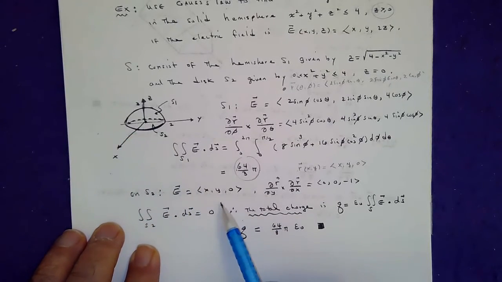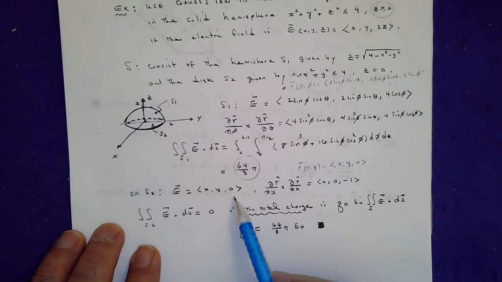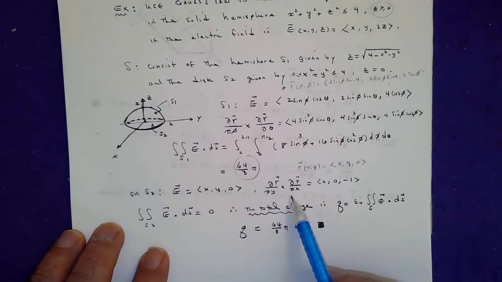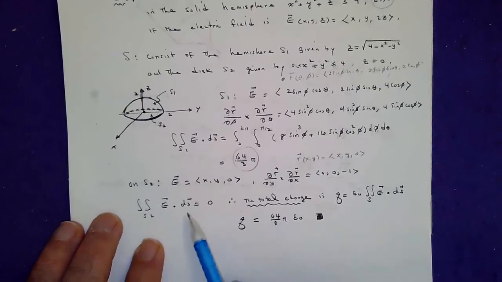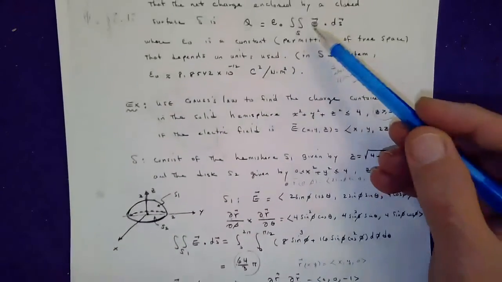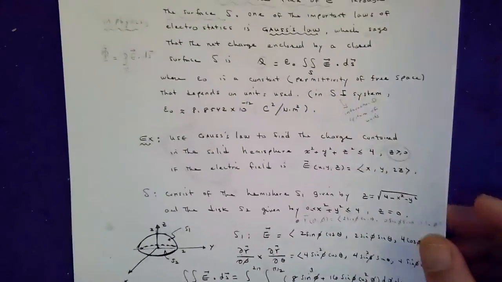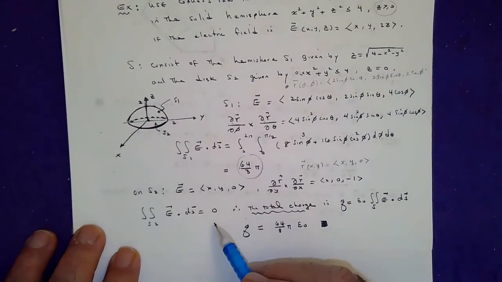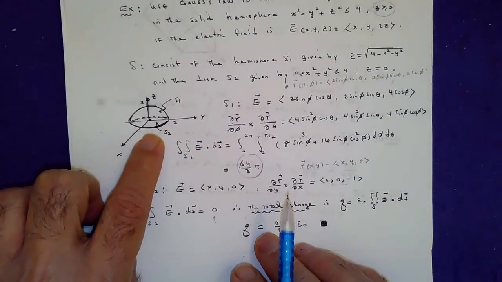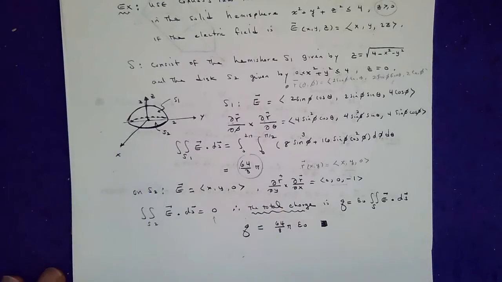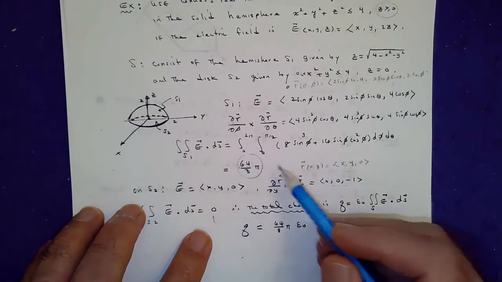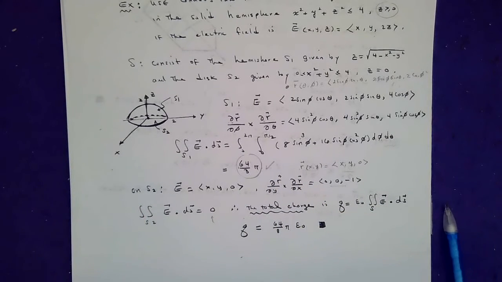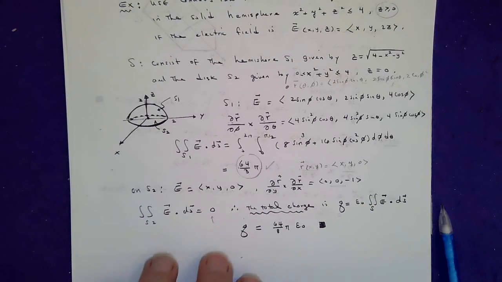So on S2, basically, the z component is 0. You take the cross product, you find the normal. The normal is this. And then you will find out when you apply the formula for finding the net charge, there is no charge at the bottom surface. So therefore, the final answer is 64 pi over 3 plus 0, which is still 64 pi over 3. Do you all see it?